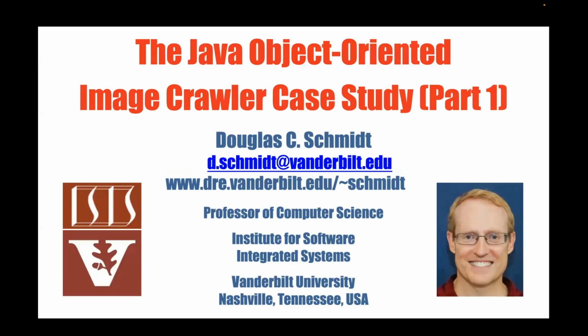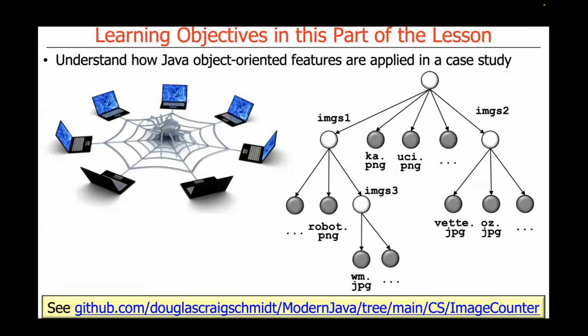We're now going to take a look at an object-oriented case study of an image crawler. And we'll talk about how Java's object-oriented features are applied in this case study. You can find this case study's source code at the link at the bottom of the slide, which is in the image counter project in the CS folder in my modern Java GitHub repository. CS stands for case study.